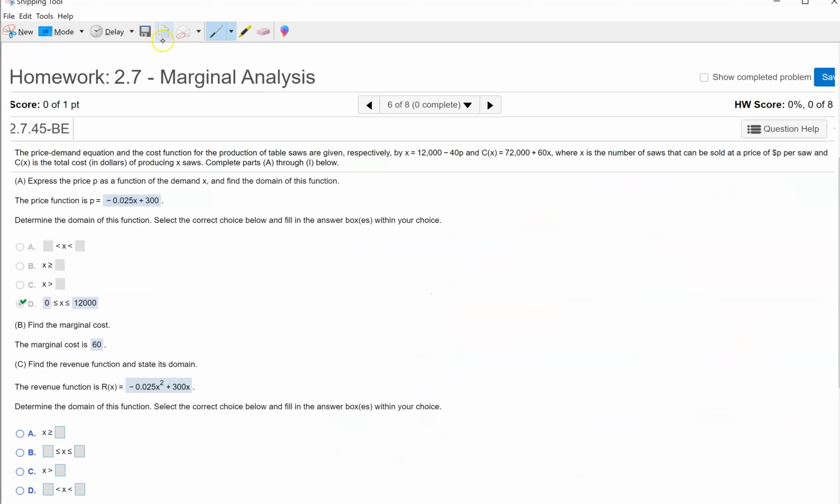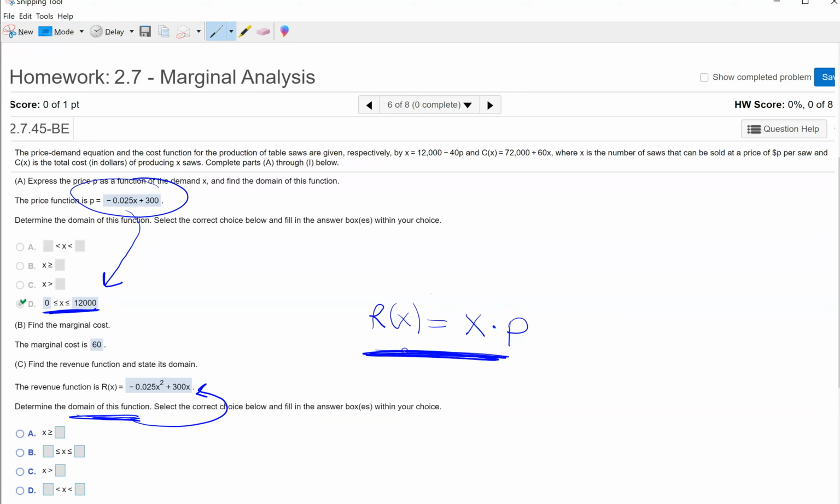So now that we have that revenue function entered into my MATLAB, it's asking us to find the domain of the revenue function. So we're being asked to find the domain of this revenue function. Now you actually don't have to do any work for this because you constructed the revenue function by multiplying x times p. And P already has a restriction on its domain. So that domain automatically restricts my revenue. So it's actually the same domain there.